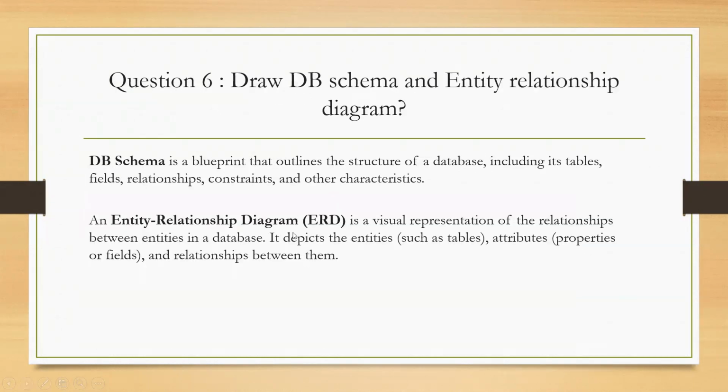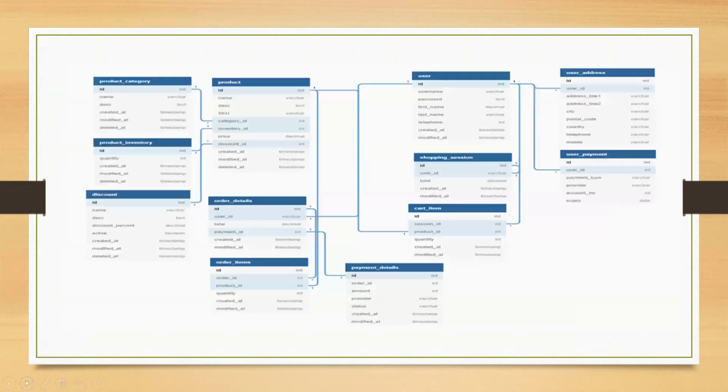Then the sixth question is regarding the DB design and entity relationship diagram. So what is a DB schema? A DB schema is a blueprint that outlines the structure of a database, including its tables, fields, relationships, constraints, and other characteristics. This DB schema shows how the data is stored in the form of tables within a database and how these tables are connected with each other when you perform certain instructions or operations.